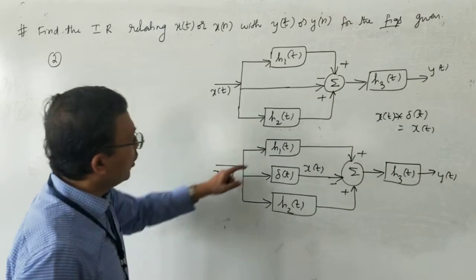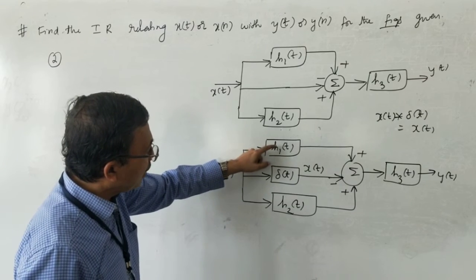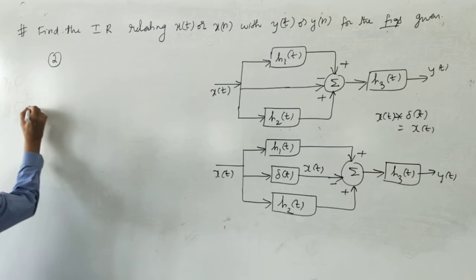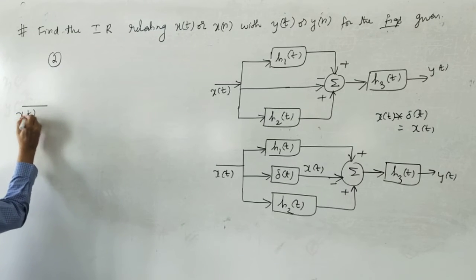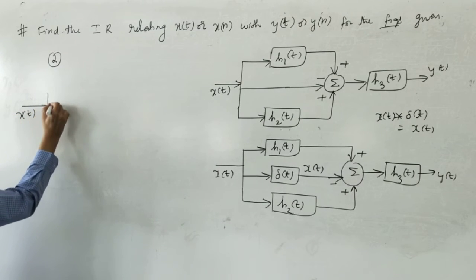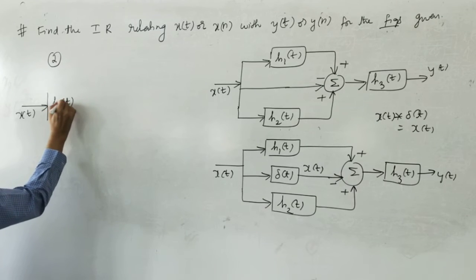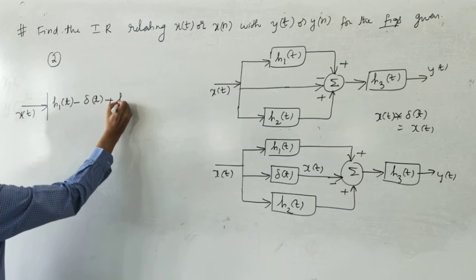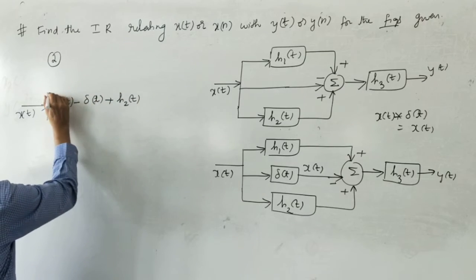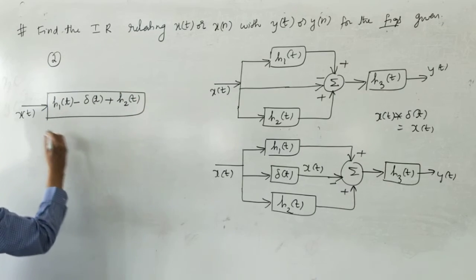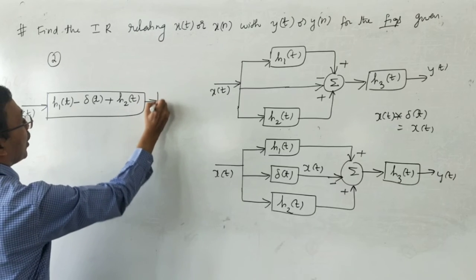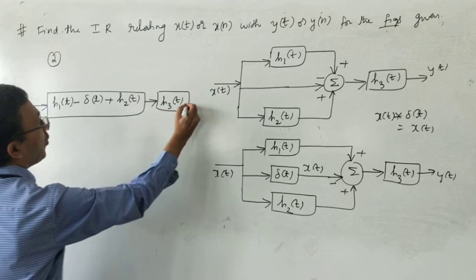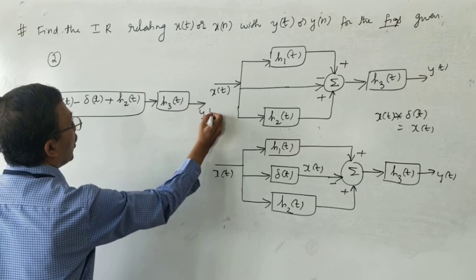Now we will apply the rule for three blocks in parallel. Add these three impulse responses with proper polarities. That results in this figure. You get a block having impulse response H1 of T minus delta of T plus H2 of T in cascade with H3 of T. Output is Y of T.